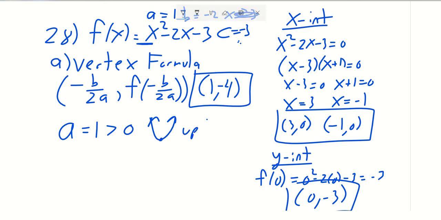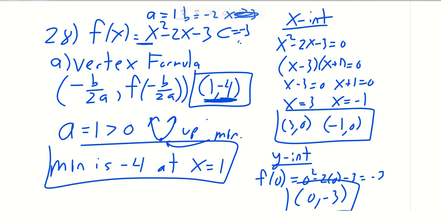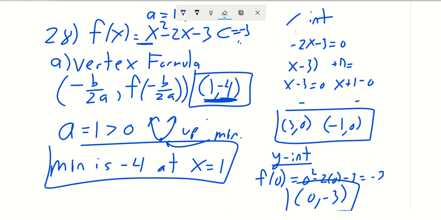And anytime a parabola opens up, that means that the vertex is going to be a minimum value. So we would say that this quadratic function is going to have a minimum. The minimum is -4, and this occurs at x equals 1. So we have a minimum of -4 that occurs at x equals 1. And then the last thing we're going to be asked to do is to give a sketch of this.